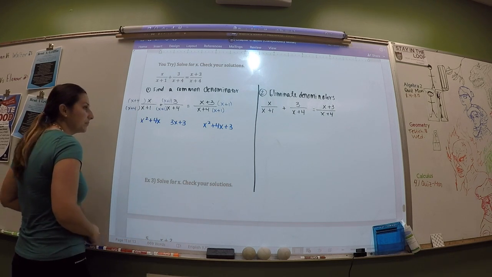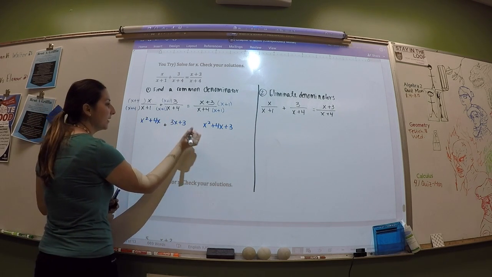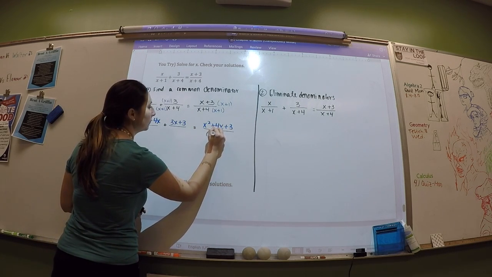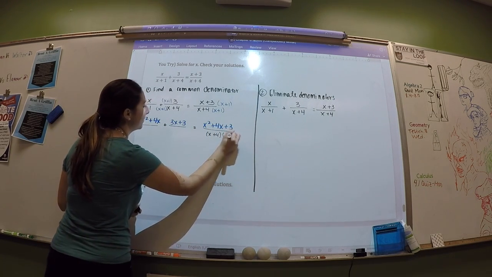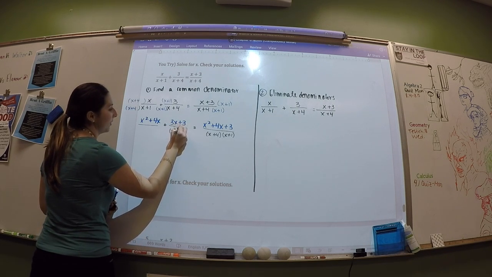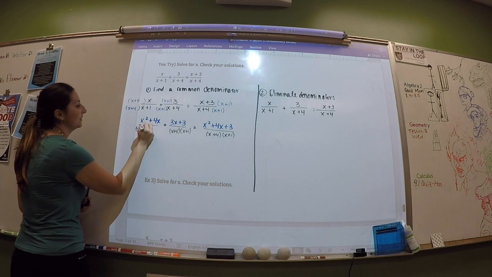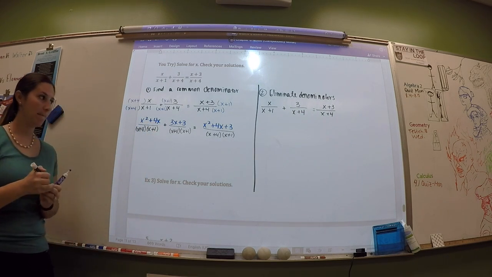Now, in between, we had a plus sign, an equal sign, and some denominators. Wait a second. I just got rid of my denominators completely. Right, that's good. Kill them all. Kill a moth.